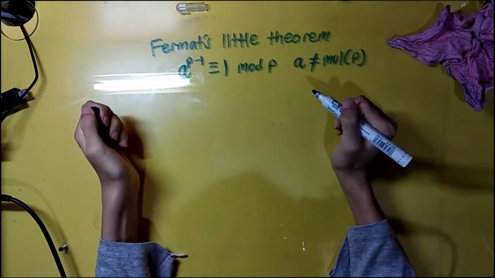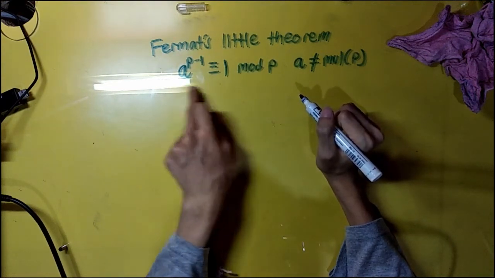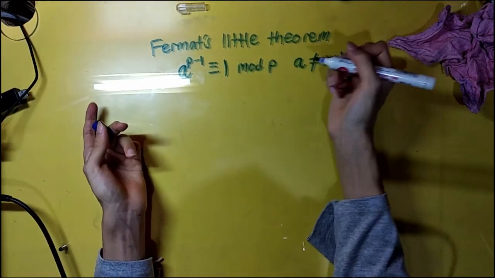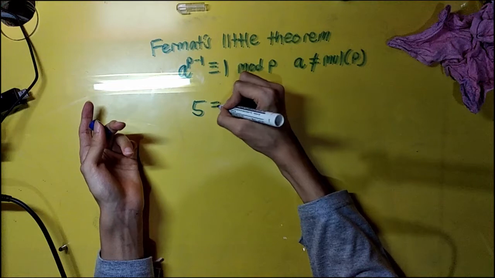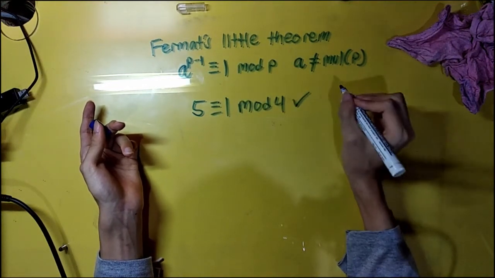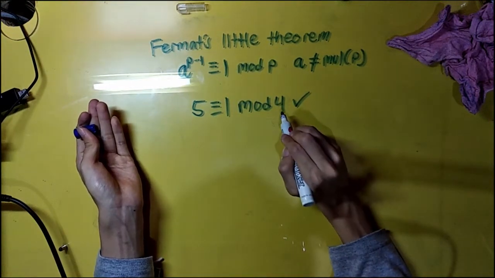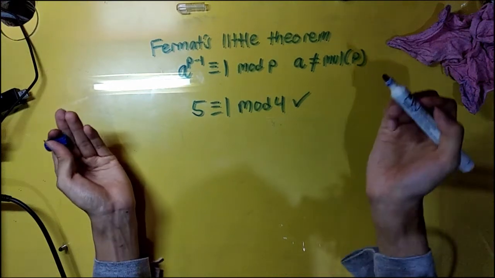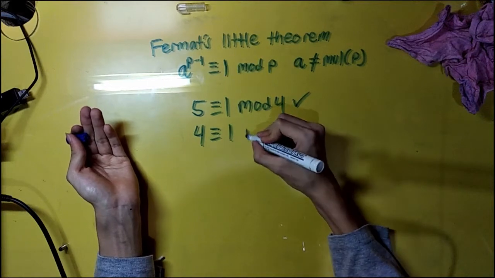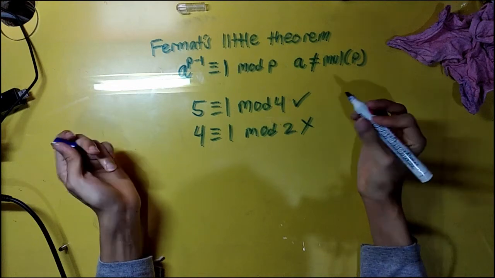Alright, let's take a look at another example of how we might apply this mod statement. Just some examples to let you get used to it. An example would be 5 is congruent to 1 mod 4. And this is definitely true, because 5 subtracted by 1 is 4, and 4 is definitely divisible by 4. Something that is not true would be, for example, 4 is congruent to 1 mod 2. This is definitely wrong, right?